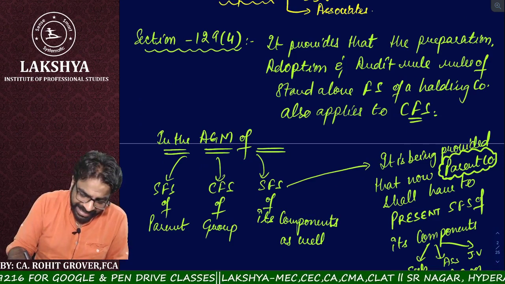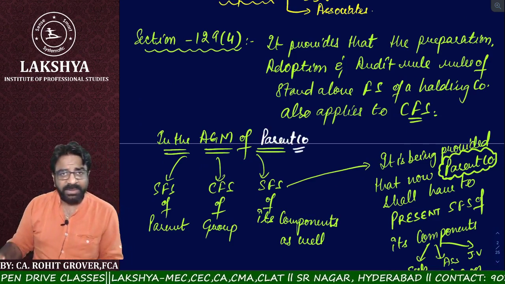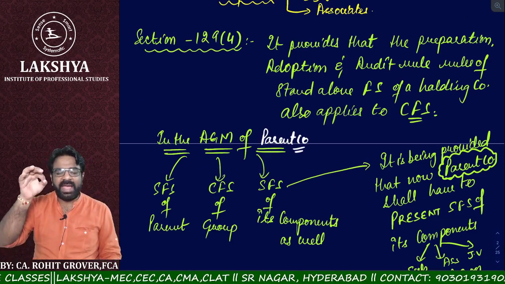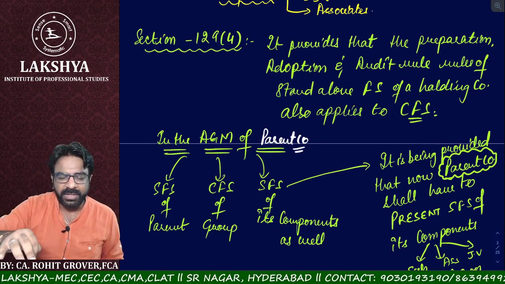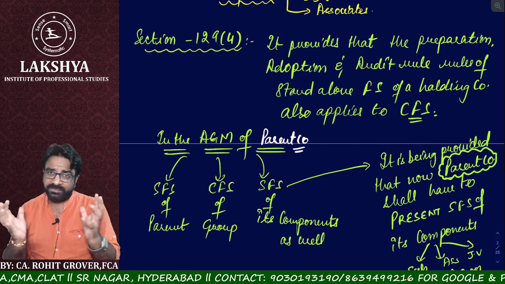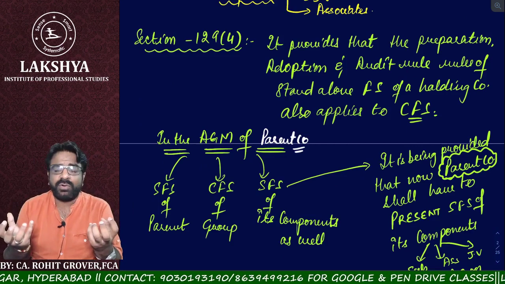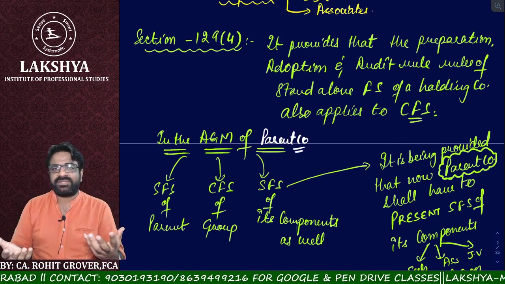I'm talking about the AGM of a parent company. Now what do you mean by AGM of the parent company? In the annual general meeting of a parent company. Listen to this very carefully. Still we are doing the introduction of this chapter only, because until our base of consolidation is strong, we will never be able to understand the chapter further.